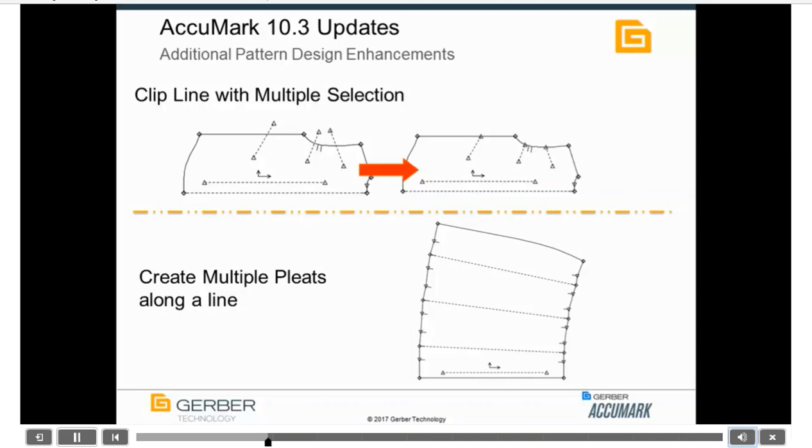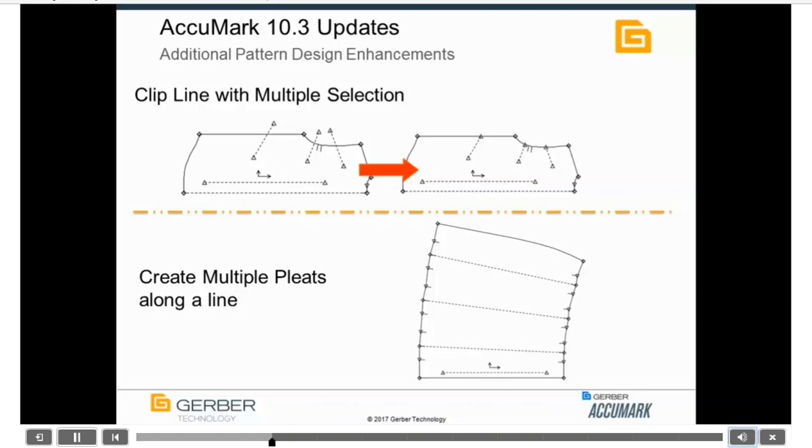Well, what it was missing, just like all of our other functions in AccuMark, was a multiple selection. So now we've allowed you to go in and select multiple lines when you're using your clip line function. Seems like a simple change, but this is something that is really powerful for users if you're using clip lines frequently.